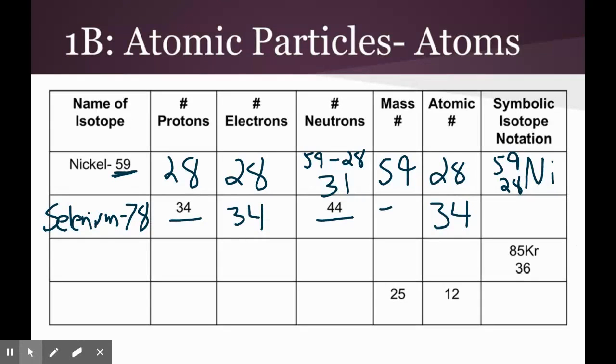The mass number we just calculated to be 78. So the symbol for selenium is Se, and on the bottom we write the atomic number, which is 34, and on the top the mass number, which is 78. Okay, so for the next one we have Kr. Kr stands for krypton.